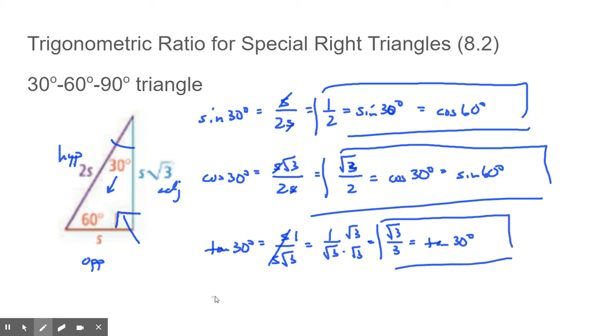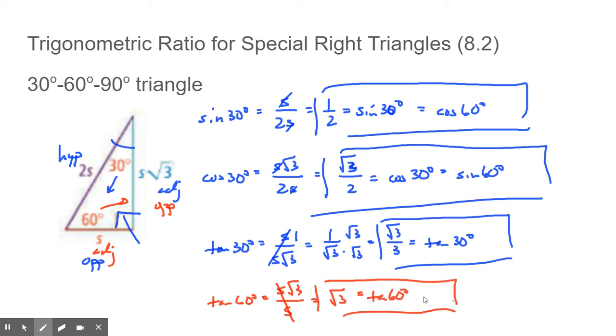Now, to get the tangent of 60 degrees, I'm going to quickly flip this original fraction upside down, because when you do 60 degrees, now s square root of 3 is the opposite, and s is my adjacent. So from 60 degrees, you have the opposite s square root of 3 over the adjacent s. And now here the s's just cancel, and the answer is just the square root of 3, and that's the tangent of 60 degrees. They are still reciprocals of each other, but again, because of the rationalization, they look a little different.